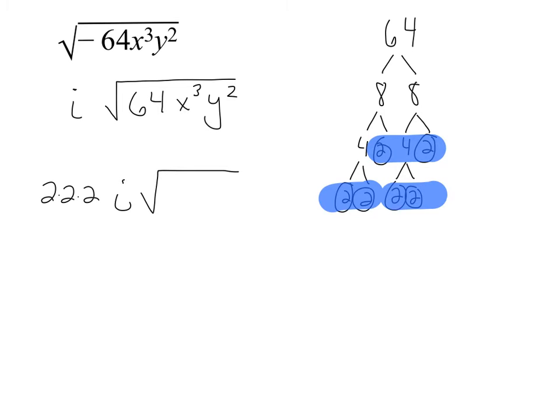out. Now, as for the variables, I have x cubed. So if I think how many groups of 2 are there in x cubed, well, there's one group of 2 in x cubed and one left over. And as for y squared, there's one group of 2 in that, but there's none left over. So on the outside, we have 2 times 2 times 2 times x times y times i, and then a square root of x left inside. So I can simplify that, because 2 times 2 times 2 is 8, so 8xy i square root of x.